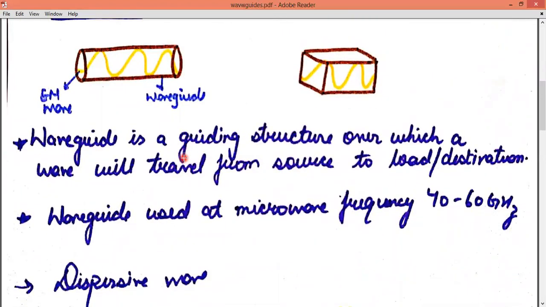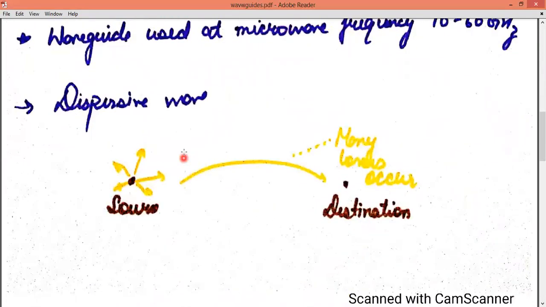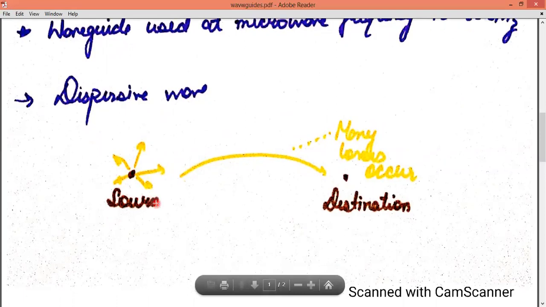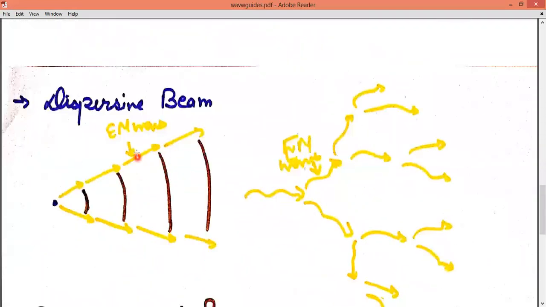I can tell you one more thing, that this is a dispersive wave. From the source we are transmitting an electromagnetic wave. It is dispersing everywhere. So when it reaches the destination, many things will be lost from the signal. This is the dispersive nature of the wave. We can understand this thing.